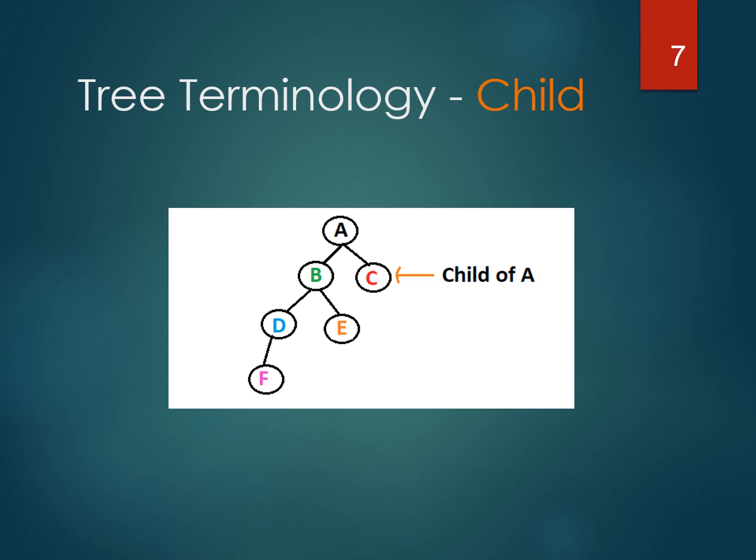Next is a child. So the node that is a descendant of any node is a child. So this C is a descendant of A, which means C is the child of A. All nodes except the root node are child nodes. F is a child of D, D is a child of B, B is a child of A, and so on.